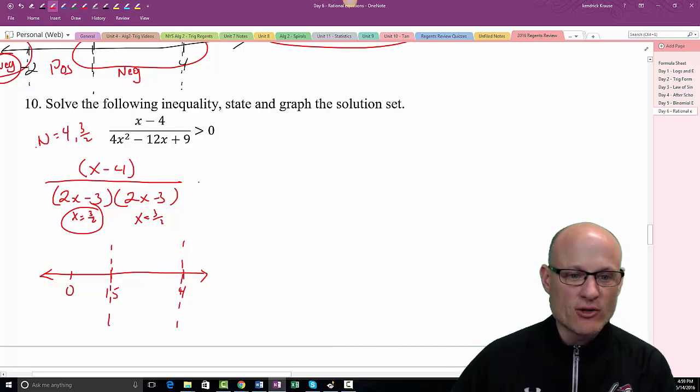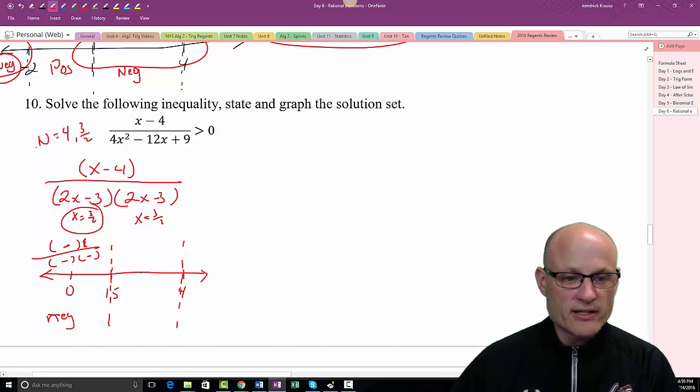All right, so I'm going to test 0. So if I plug 0 in the numerator, it's negative. If I plug 0 in there, it's negative. And if I plug 0 in there, it's negative. So negative times negative is, you guessed it, 3 negatives makes a negative.